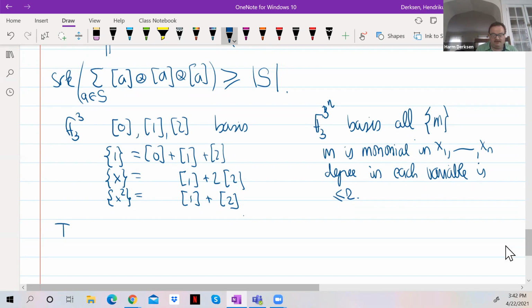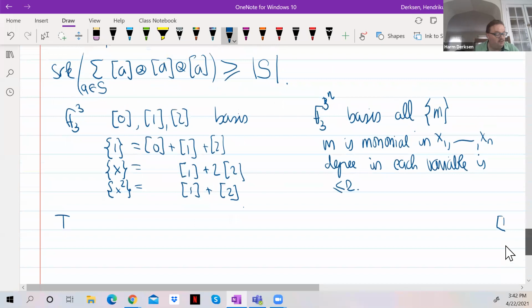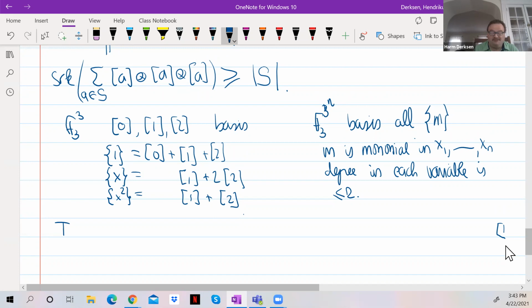And then you can look at which tensor products of which basis vectors appear, and from that, you can actually give a bound. But since I don't have too much time, I think I better leave it at that. But this is part of this polynomial method, where the polynomials sort of appear.